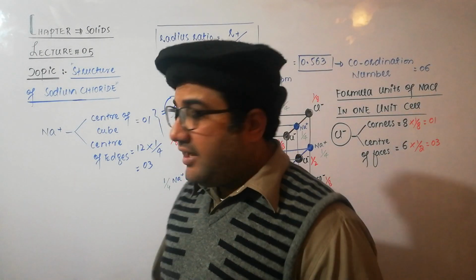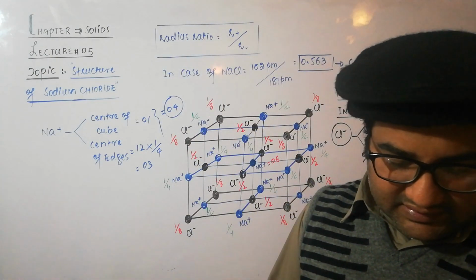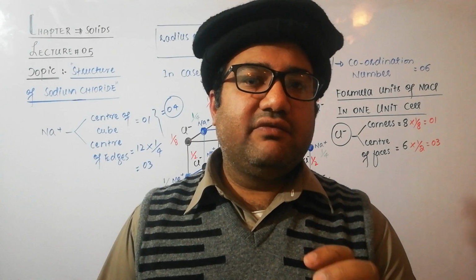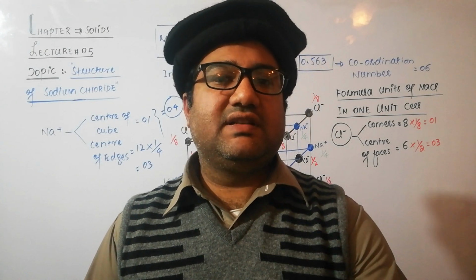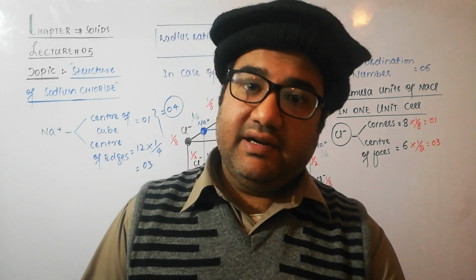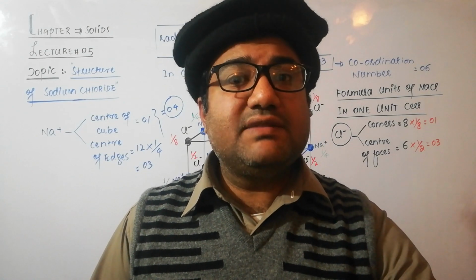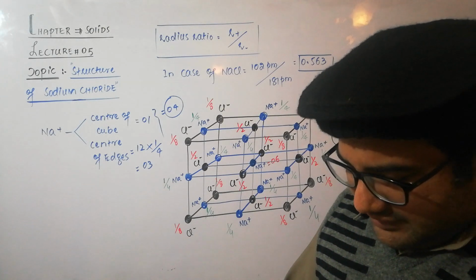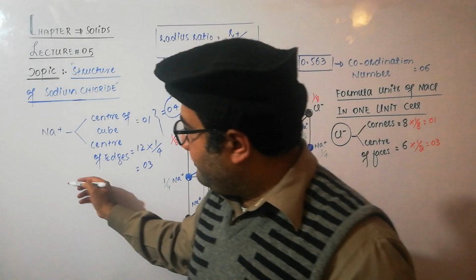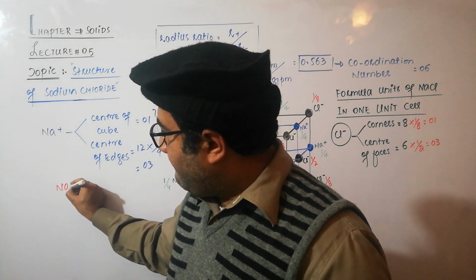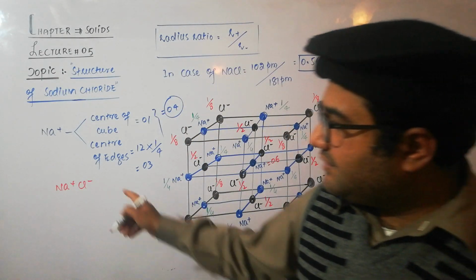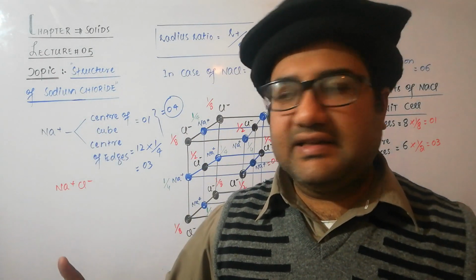How many total chloride ions? 4. How many sodium ions? 4. It means the total number of ions, listen very carefully, the total number of ions per unit cell will be 8. And the total number of pairs of ions per unit cell will be 4. Now you know one sodium and one chloride is actually one formula unit of NaCl.